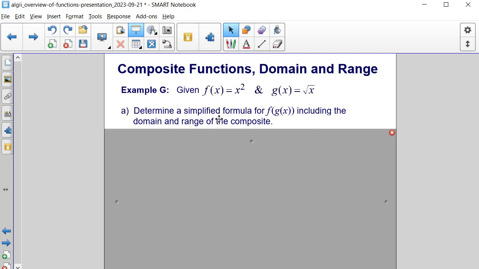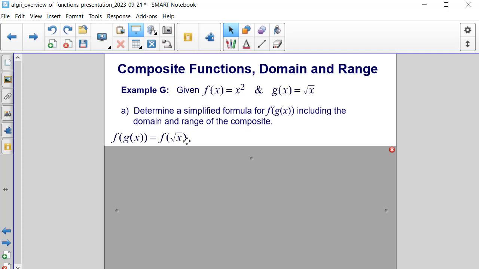Let's begin by determining a simplified formula for f of g of x. So since g of x is on the inside, we have to take the square root of x and substitute it in for x in f of x. So we're going to have f of the square root of x.